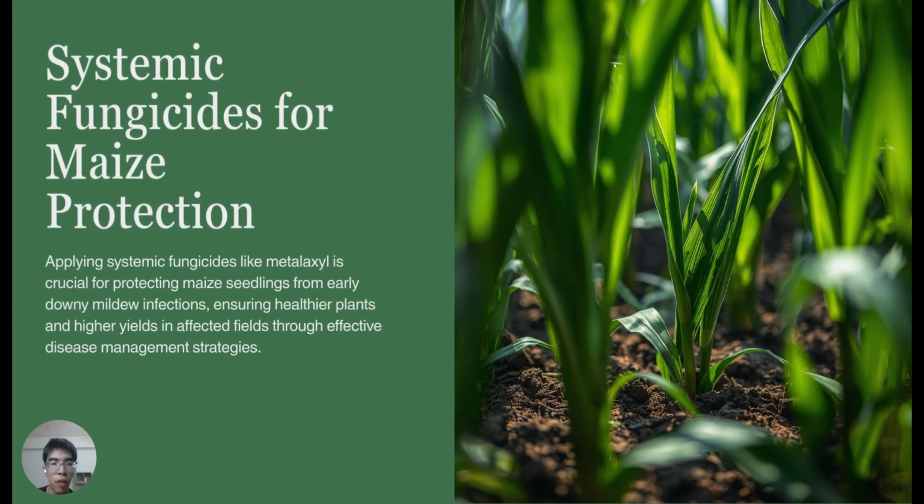For the systemic fungicide of maize protection, we will apply systemic fungicides like metalaxyl, which is very important to protect the maize seedlings from early downy mildew infections, ensuring healthier plants and higher yields in affected fields through effective disease management strategies. That's all from me.